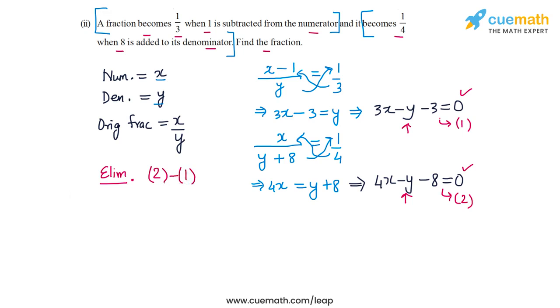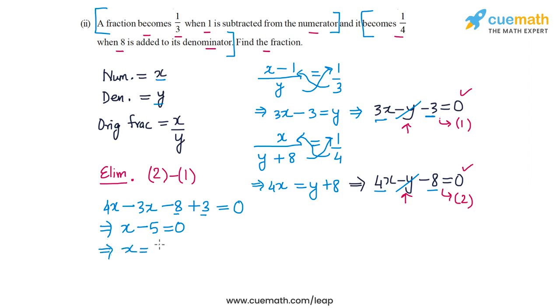and what will happen when we do 2 minus 1? So on the left side the y terms will cancel out and we'll have 4x minus 3x, and we'll have minus 8 minus minus 3. So minus 8 plus 3, and on the right side we will have 0. This will give us 4x minus 3x is x, and x minus 8 plus 3 or x minus 5 is equal to 0. So x minus 5 is equal to 0 or x equal to 5.